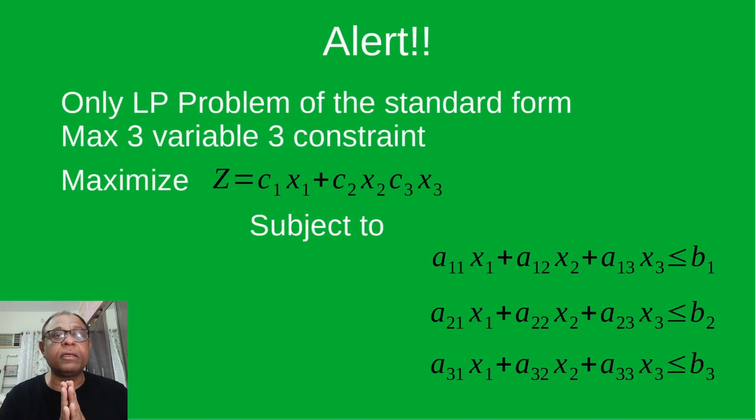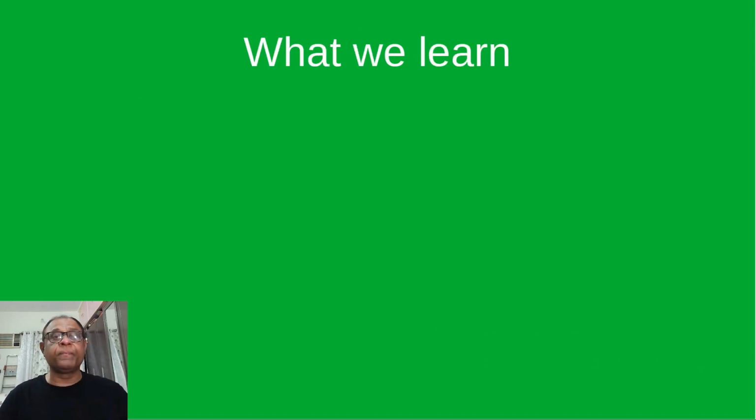But yes, there's an alert here. With the current Casio FX 991 series, you can only solve a maximum of a 3 by 3 matrix. So our problem usually should have three unknowns. That is, you can have a maximum of x1, x2, and x3, and since it can solve only a 3 by 3 matrix, you can have a maximum of 3 constraints. So 3 unknowns, 3 constraints.